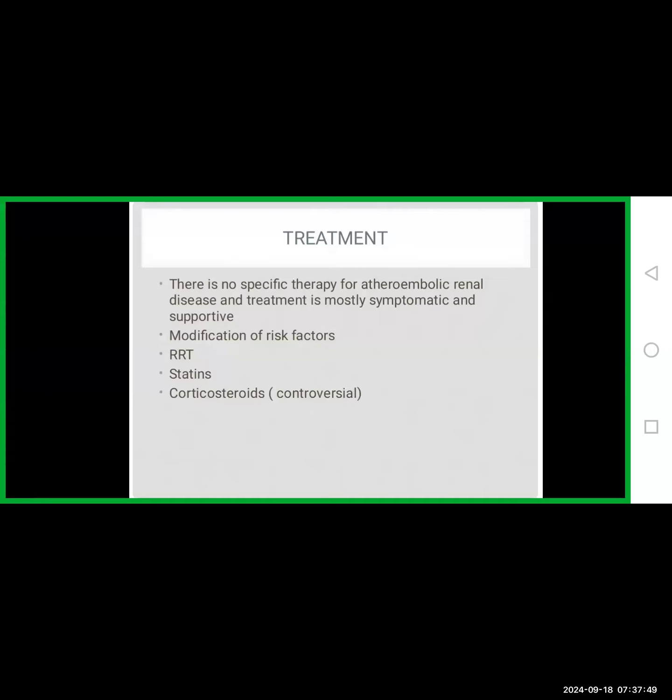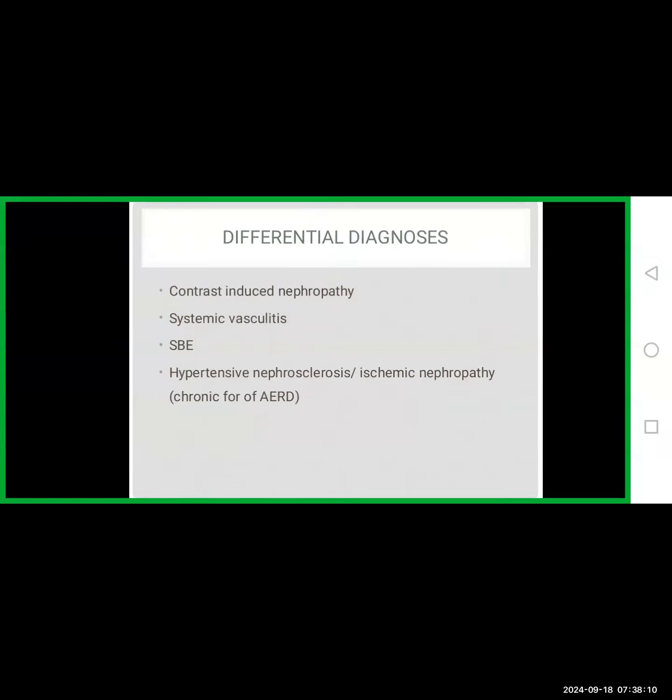So treatment, like we said, there is no specific therapy for arterioembolic renal disease. Treatment is mostly symptomatic and supportive. So you need to do modification of risk factors, if need be renal replacement therapy, and you administer statins. Use of corticosteroid is actually controversial. Some report improved outcome, while some discourage the use of corticosteroid.